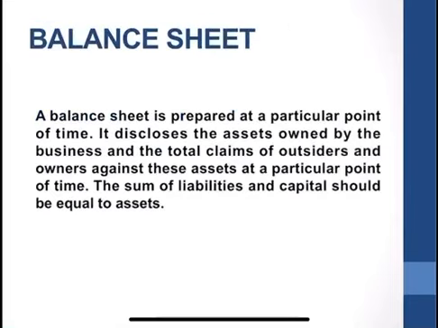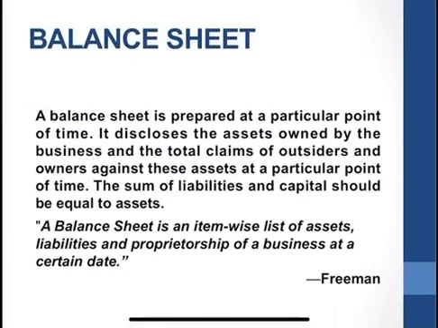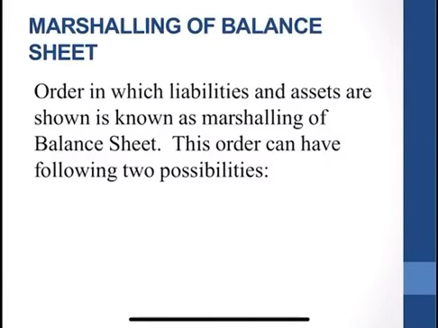Then let's talk about the balance sheet. It is prepared at a particular point of time. It discloses the assets owned by the business and the total claims of outsiders and owners against these assets at a particular point of time. The sum of liabilities and capital should be equal to assets. In the words of Freeman, a balance sheet is an item-wise list of assets, liabilities, and proprietorship of a business at a certain date.